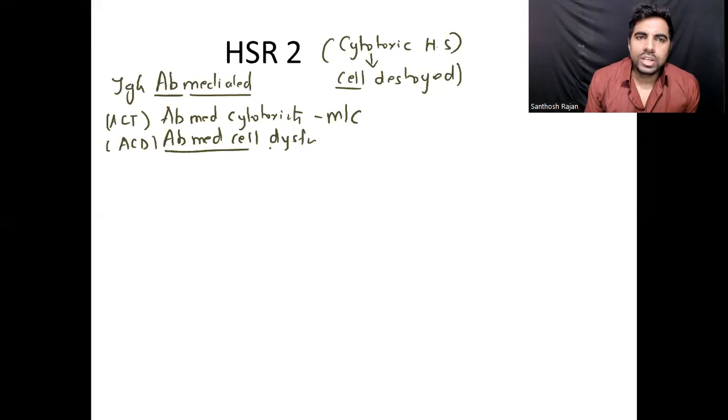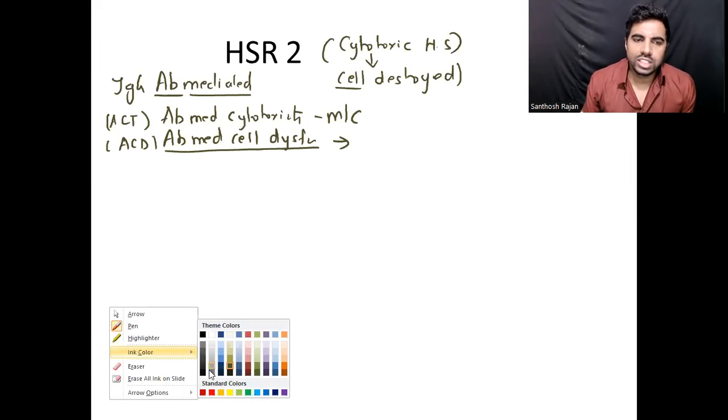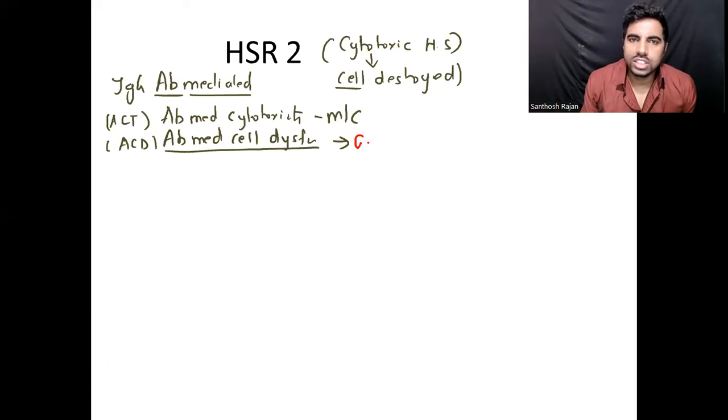When you talk about antibody mediated cell dysfunction, a few examples are important. Okay, when it's just the dysfunction, what are the dysfunctions? Three G's will come here: Graves, Myasthenia gravis, and the other one is Goodpasture. Goodpasture, please remember this one.